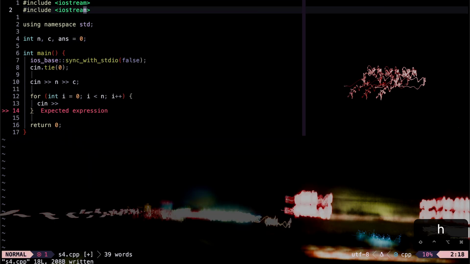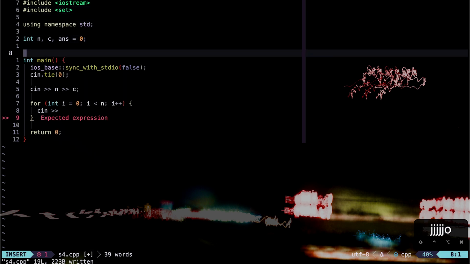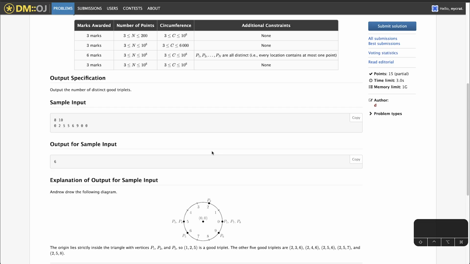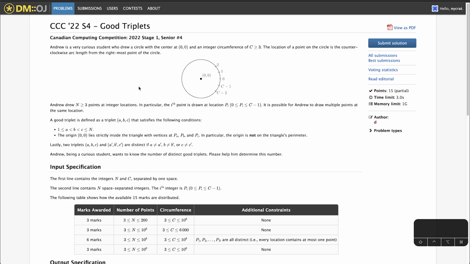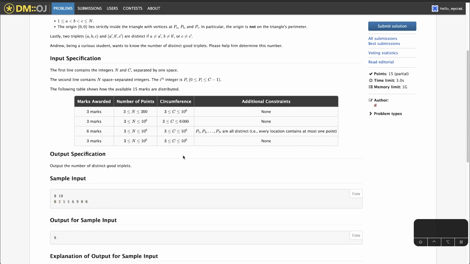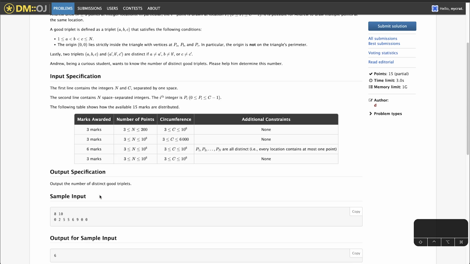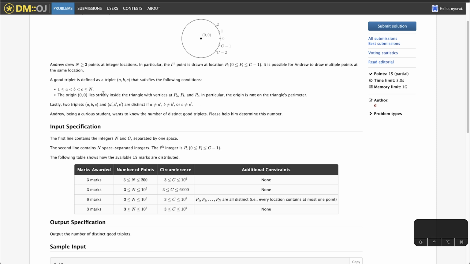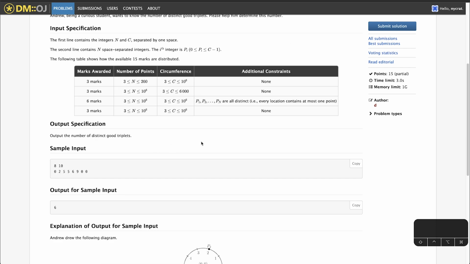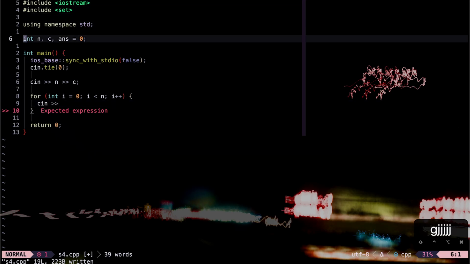I have a feeling we need a set, and let's see. So we have to put the points. I don't think the points really matter if there's multiple, right? Because if there's multiple points, obviously you can't have 2 points of a triangle at the same place. So let's just have it.